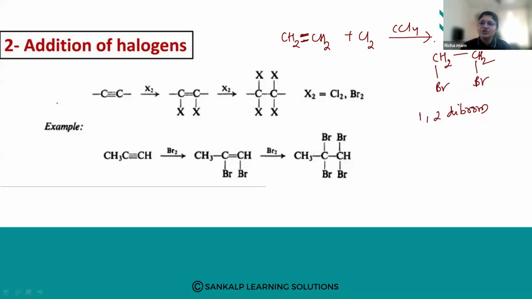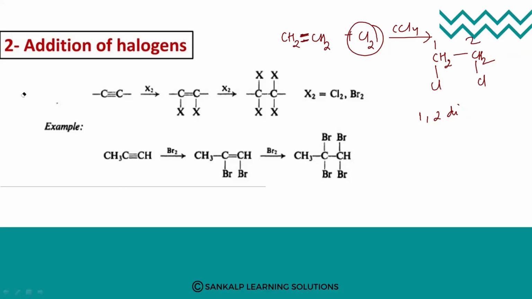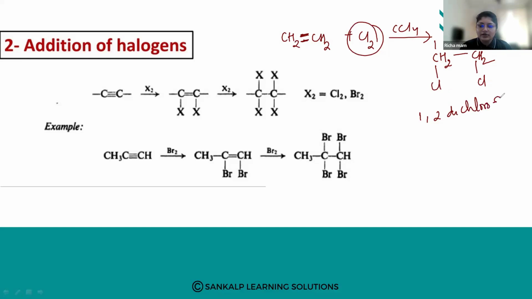At 1 and 2 position. Sorry, we have taken what? Cl. Okay, this will be Cl then, because our reagent is Cl2. So it is 1, 2 dichloro, 1, 2 dichloroethane. Okay.